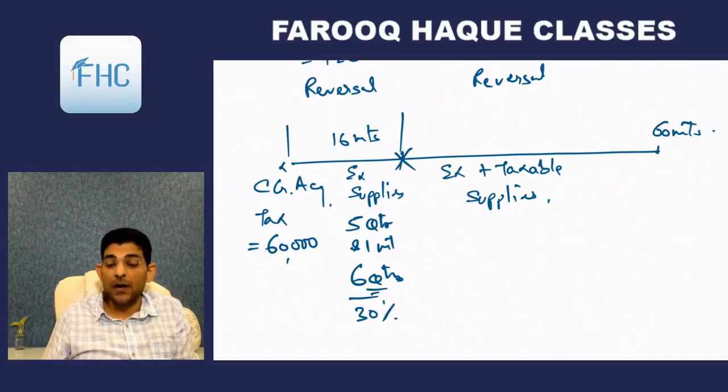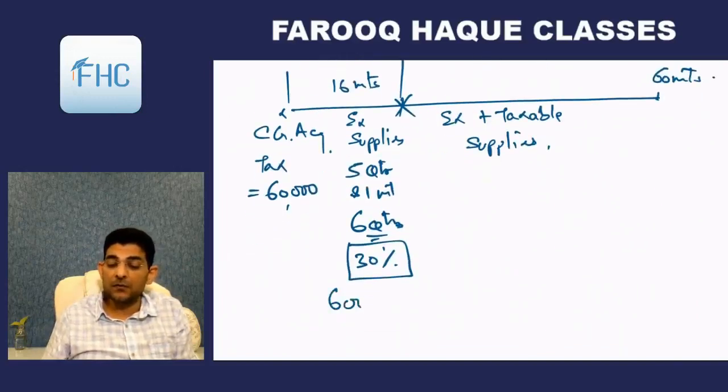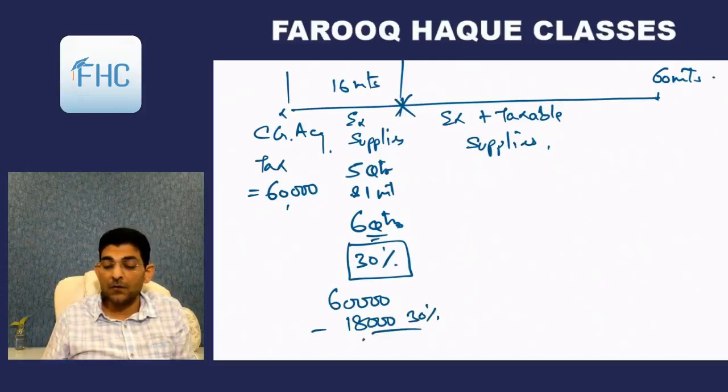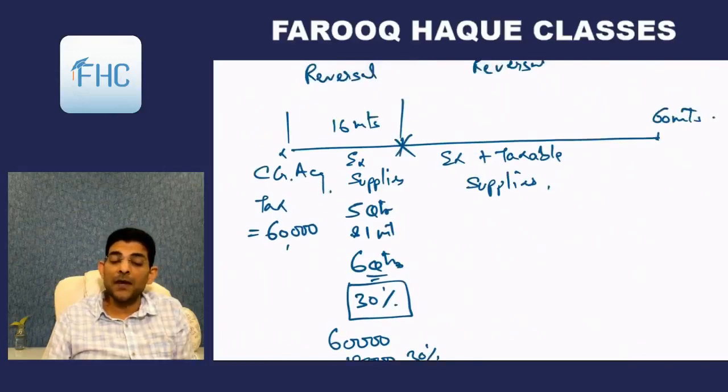For 6 quarters I'll have to reduce 30% of 60,000. So 60,000, the total tax, minus 30% that is 18,000, will give us 42,000. So this 42,000 which remains will be taken as ITC at this point. So you take ITC of 42,000.